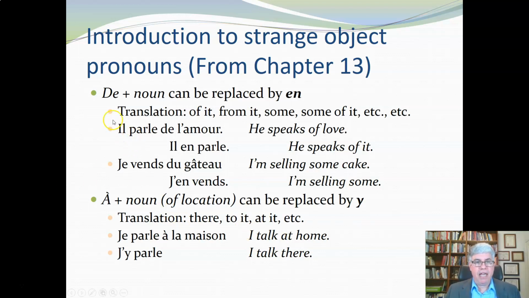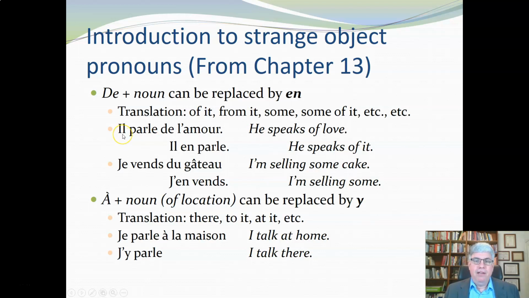Whenever we've got a prepositional phrase starting with de, followed by some noun, it can be replaced by a special pronoun en. And that en gets translated as of it, from it, some of it, etc. It'll depend on the context. So let's look at the sentence. Il parle de l'amour. He's speaking of love. He's talking about love. That sounds like a nice sentence.